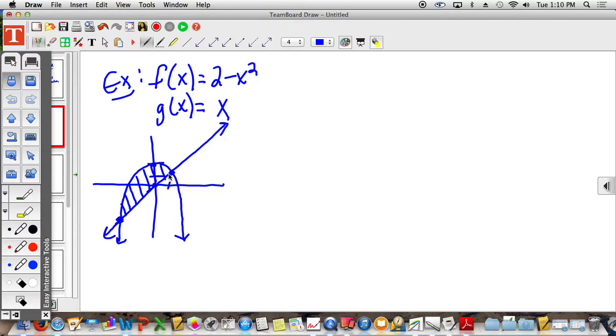That bottom one's -2, too. This point, and you know what? We don't even care about the y value. All we want are the x values. So what did you get for it? -2 is your x value, okay?